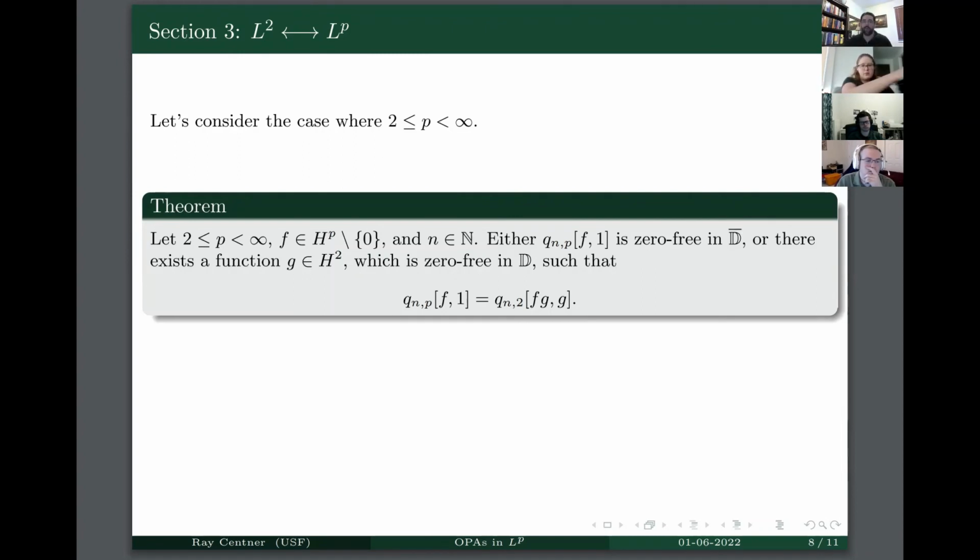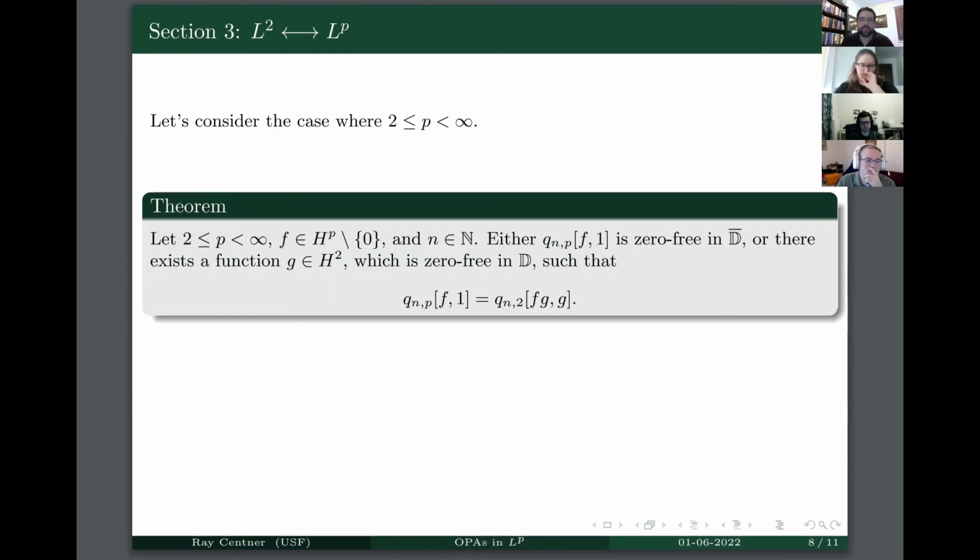Other than that, we can at least guarantee that there's a function g in H2, which is zero free in the disk, such that the OPA Q_n^p f1 is equal to some OPA Q_n^2 fg g. So our whole goal, going back to the beginning, is to study the zeros of Q_n^p f1.